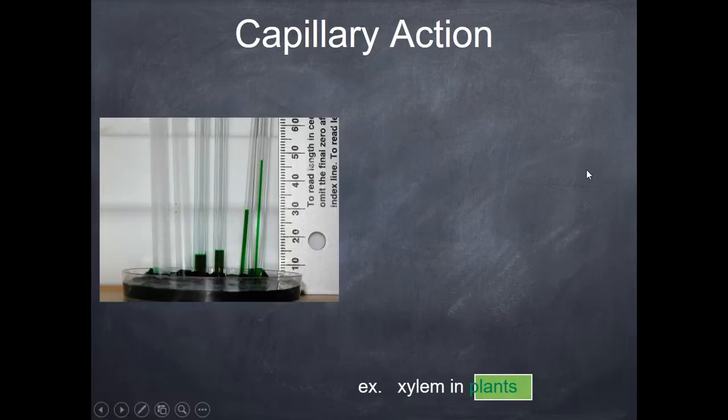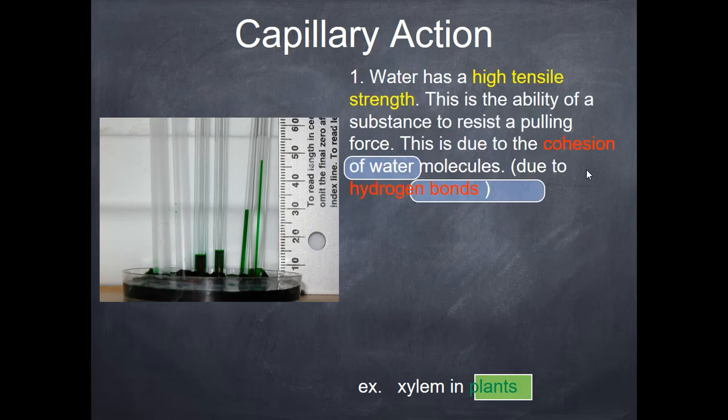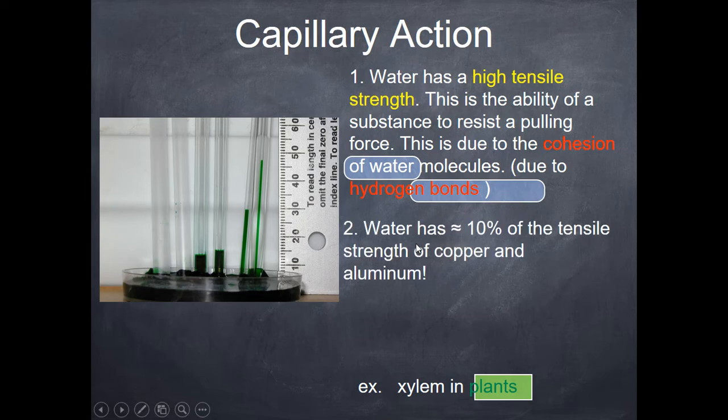Capillary action. This is our second unusual property of water. This is where water has high tensile strength. That means that water is able to resist a pulling force. This is due to the cohesion of water molecules, which is also, again, because of those hydrogen bonds. So cohesion means it is holding to itself. So the water is attracted to other water molecules and is holding itself really close.